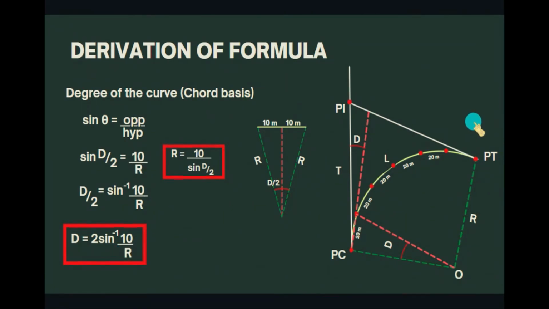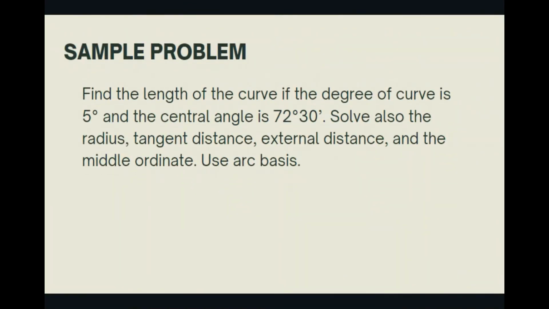To proceed, in order to apply the formulas that we had just learned, here is a sample problem. Find the length of the curve if the degree of the curve is 5 degrees and the central angle is 72 degrees and 30 minutes. Solve also the radius, tangent distance, external distance, and the middle ordinate.